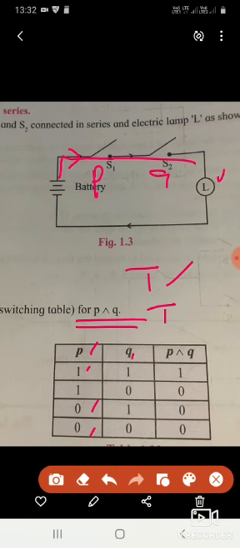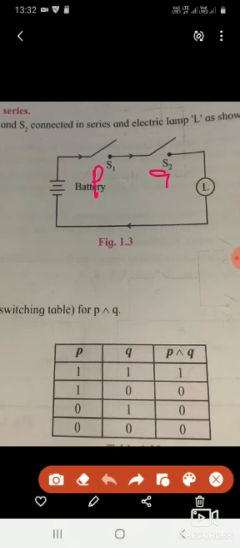Series connection means and, and the current flow should be continuous. The first one and the second one should both be closed. Then only will the current flow.